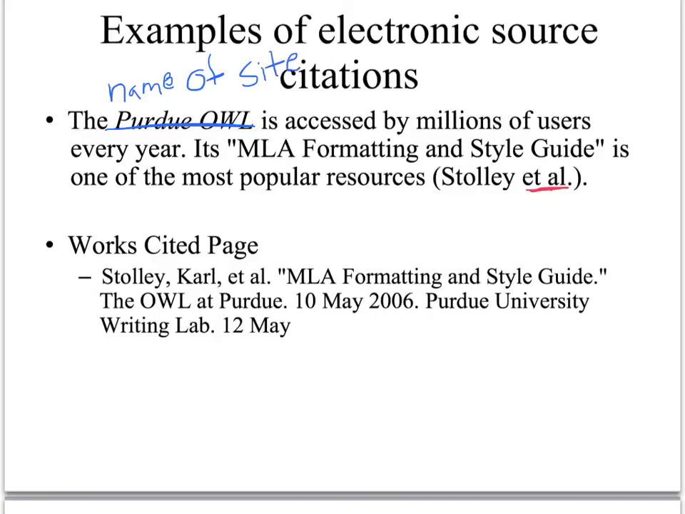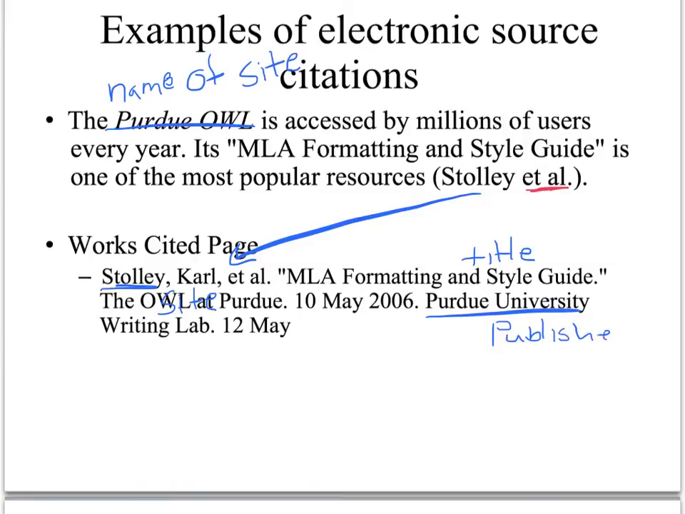And it appears right there. And then down at our works cited page, we have our author again. This time we have his first name as well. We have the title of the page right here. We have the site right there. This is who published it right there.